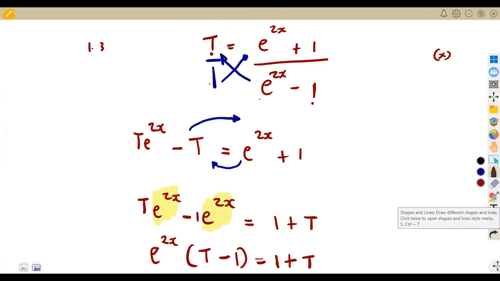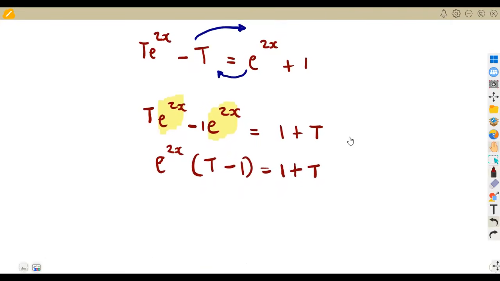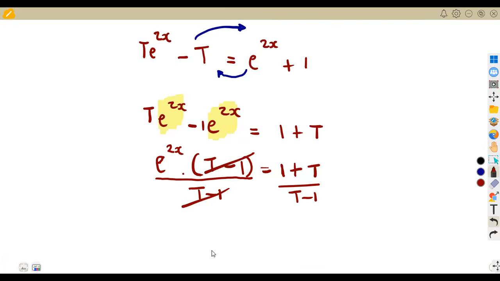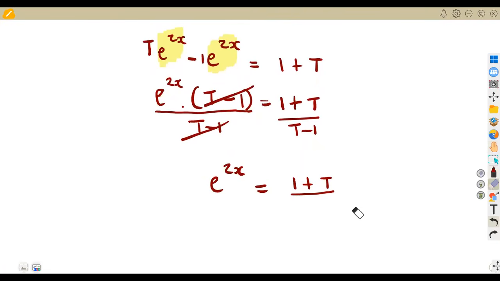Okay, now at this stage we are asking ourselves, because we still need the x, but it's still under the e, so what can we do? We can remove the bracket. Remember, it's a multiplication here, so we can just divide both sides by the bracket of t minus 1. So this will cancel. We remain with e to the exponent of 2x, which is equal to 1 plus t, everything over t minus 1. Okay.